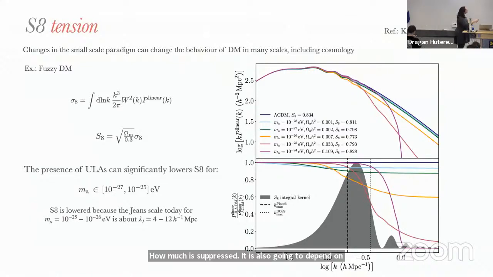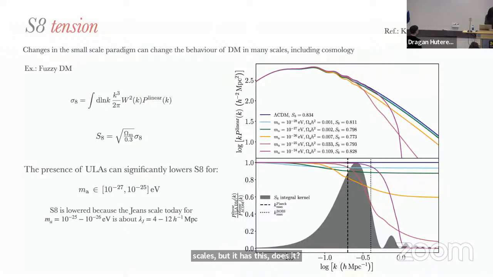So for example, we have here this purple curve. It is suppressing scales. It's 10 to the minus 24 eV. So we expect that it suppresses scales, but it has this density. So it's going to suppress the scales in this manner.